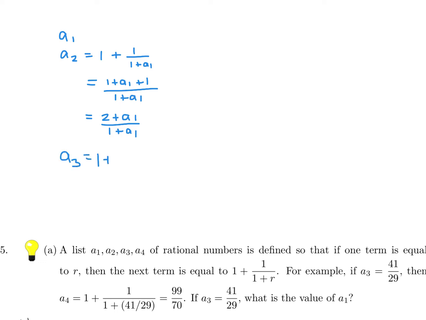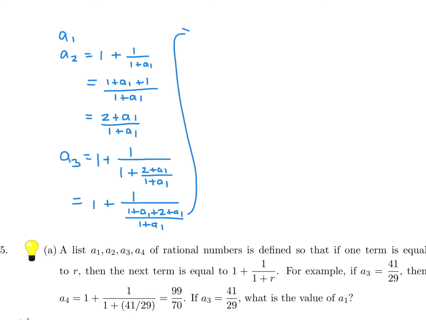A3 would be 1 plus 1 over 1 plus that guy, which is 2 plus A1 over 1 plus A1. So same thing, we have to simplify all this. This is going to be 1 plus 1 plus A1 over 2 plus A1 over 1 plus A1. And that is going to be 1 plus, invert and multiply, so 1 plus A1 over 3 plus A1.